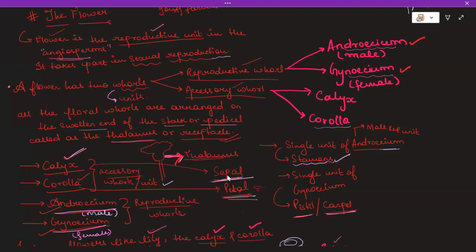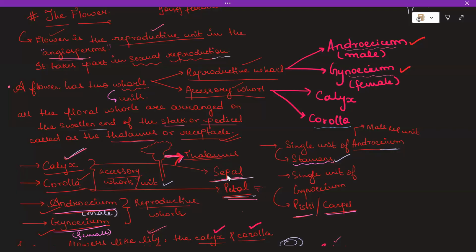Each of these whorls is very, very important as far as reproduction is concerned. So just like how different organisms have different kinds of reproductive organs, same way in the case of plants, the flower is the reproductive organ. Now, these androecium, gynoecium, these are the bigger chunks or the bigger units. So for the ease of our understanding, so that we can learn better about the flower, we take out a single unit out of all of these.